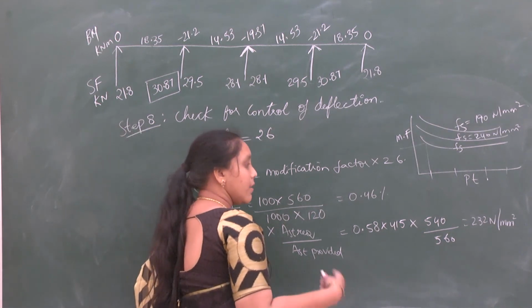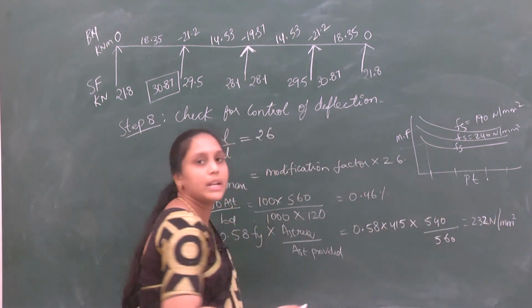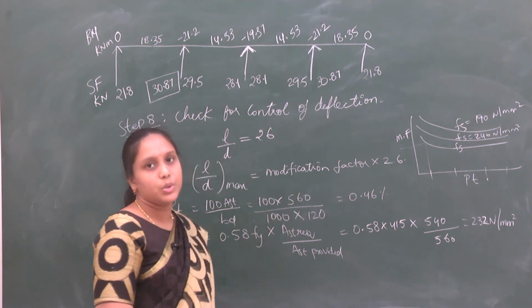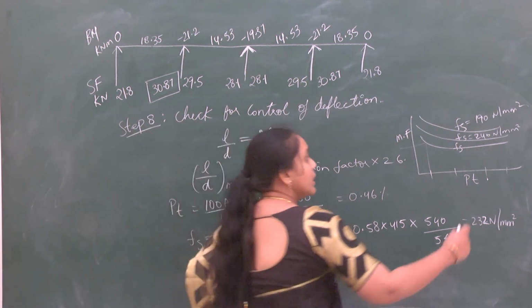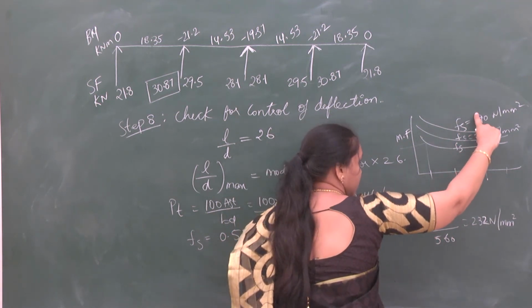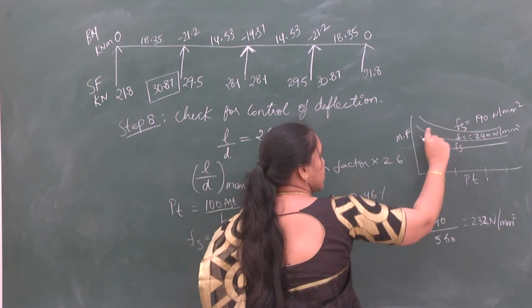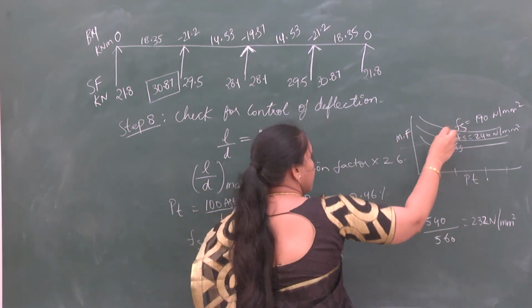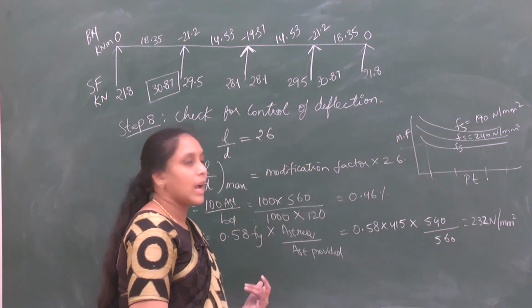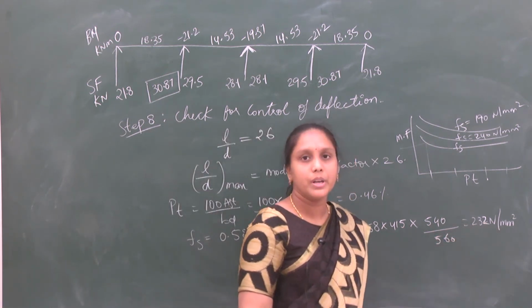Now in the similar way, for 232 Newton per mm square we have to calculate the modification factor. The curve is not available for 232 Newton per mm square, so 232 Newton per mm square lies in between these two. So you have to take these two curves for the percentage of steel of 0.46. For these two curves you have to find the modification factor and interpolate, and calculate the modification factor for a stress level of 232 Newton per mm square.